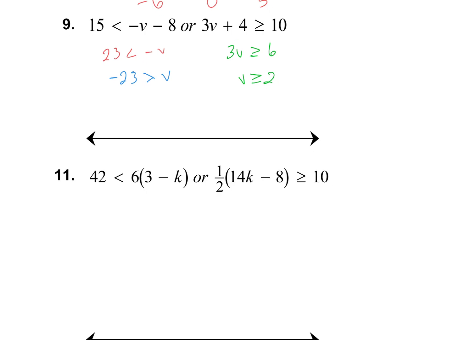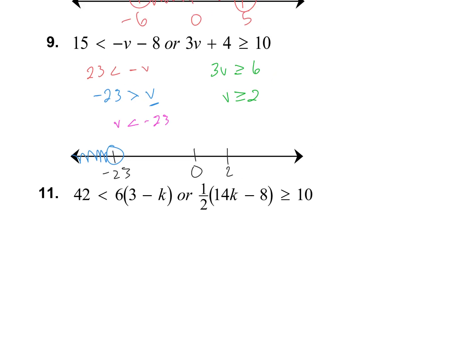Let's graph it. We got 0, we got 2, we got -23. Open circle, -23 is bigger than these numbers. Well, so that means we're going this way with it, right? And if you're like, I don't get it, I don't like to write it like this either. I'd rather flip it around. So v is now less than -23, and that just works better for me.